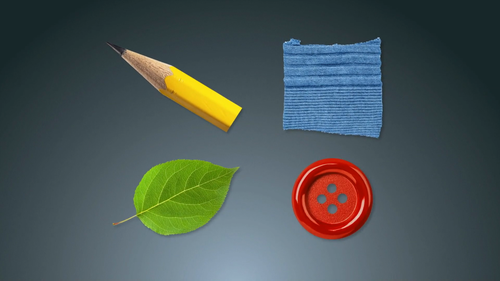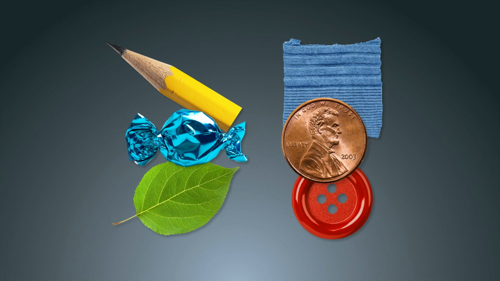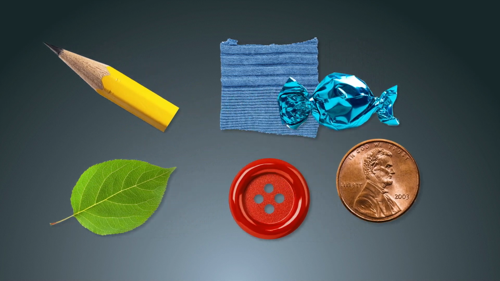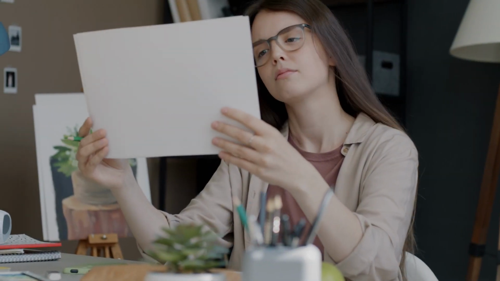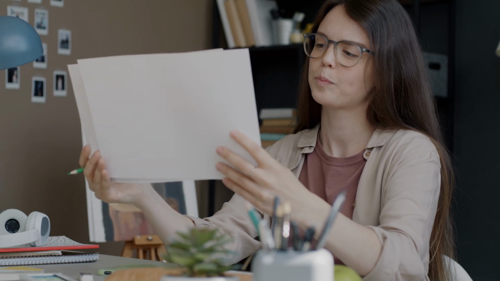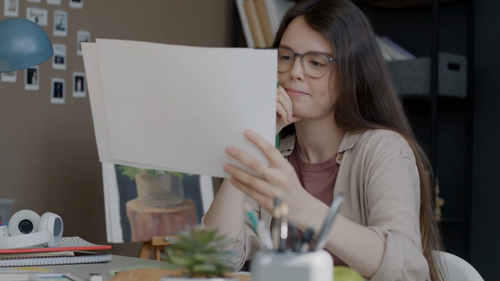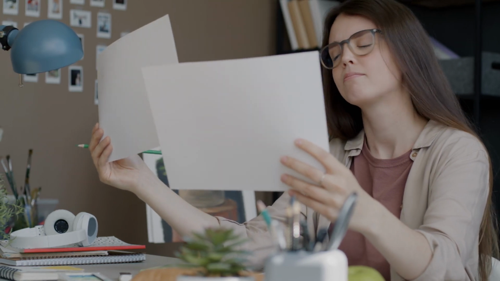Let's do a quick activity. If you have any textured objects nearby, like a pencil, a piece of fabric, a leaf, a button, or other sort of bit or bob, pick it up and feel it. Notice the bumps, the smoothness, or any ridges. Imagine if you had to recreate this texture in your art. What would you do? How would you do it? What materials would you use? Keep that thought as we move on.